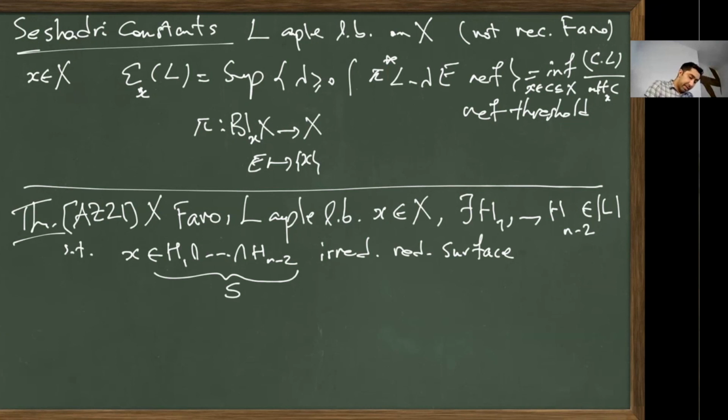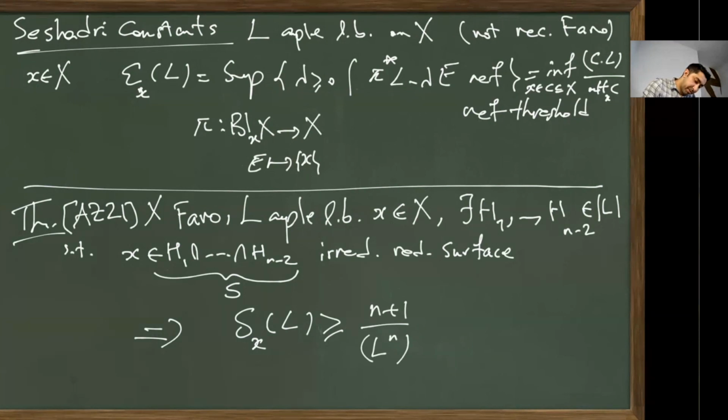Now, if you have all of these things, it's not going to give you that beautiful theorem that this is going to be K-stable. Instead, it bounds your delta. So delta X is going to be at least n plus 1 over volume of L times the Seshadri constant of L restricted to your surface.